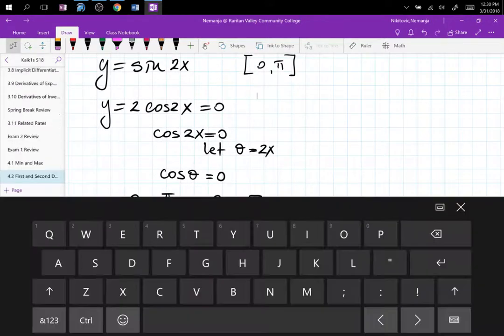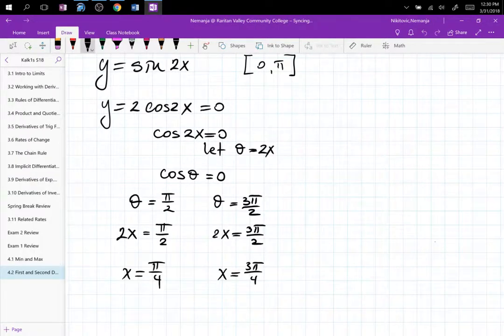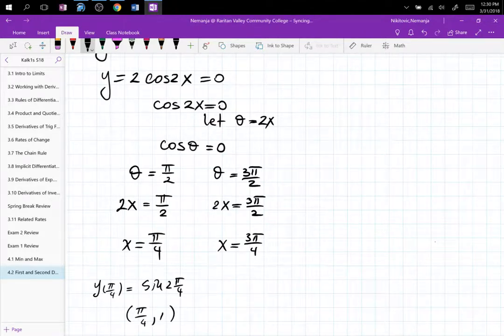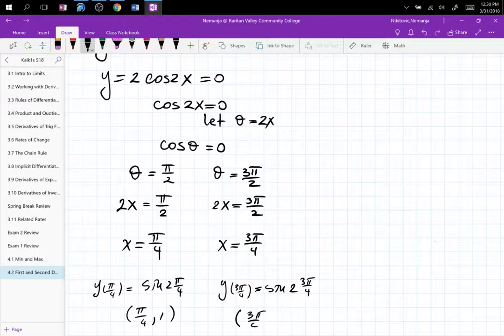And now you will plug these guys back in the original function, y. So what's y of pi over 4? It's going to be sine of 2 times pi over 4, which is sine of pi over 2, so that's 1. And over here, y of 3 pi over 4 is sine of 2 times 3 pi over 4. That's 3 pi over 2. That's negative 1. So 3 pi over 4 and negative 1. So these are the values that we are using for partition.